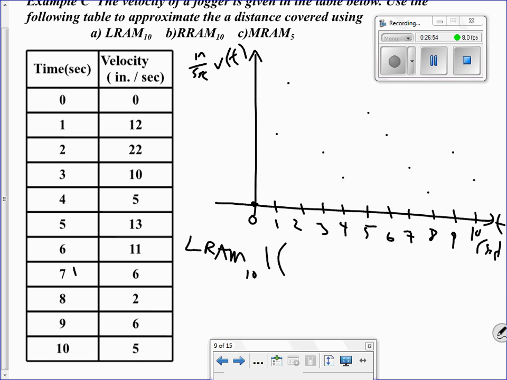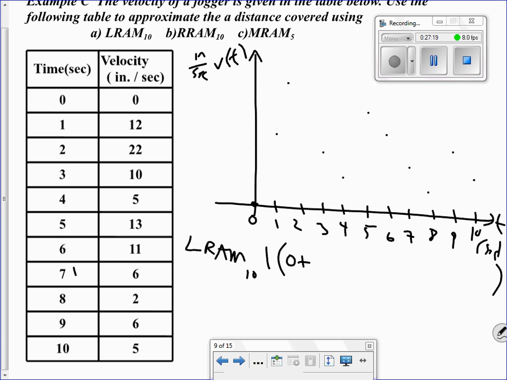So I can factor it out. I'm never going to fit them in there, because I need 10 heights. Now, the first rectangle, the times go from 0 to 1. If I'm using LRAM, whose y do I want to be the height of the first one? 0. And that's going to be 0.